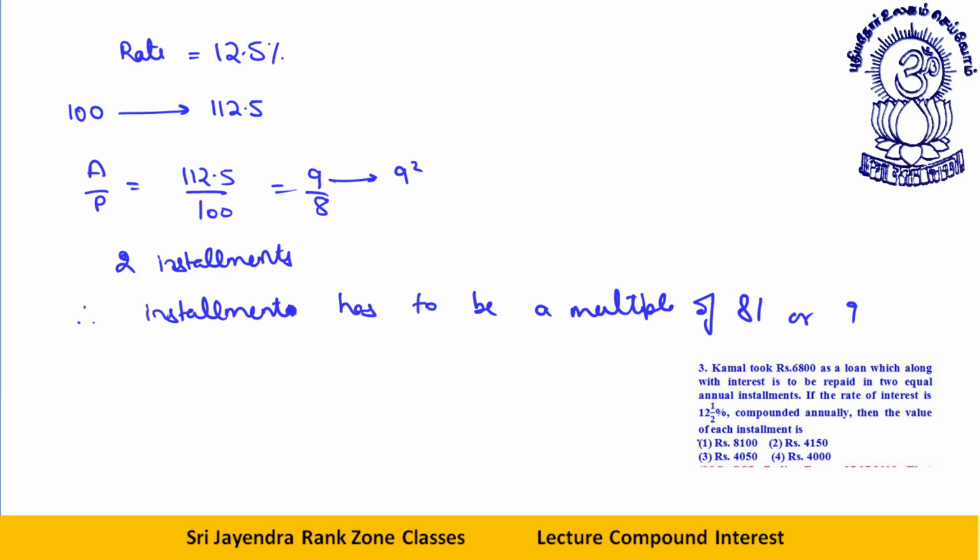Which options are divisible? See, the first option is actually 6,800. The installment itself is more than the principal. This is not at all possible. Now, this is not divisible by 9. This is also not divisible by 9 by divisibility rule test.